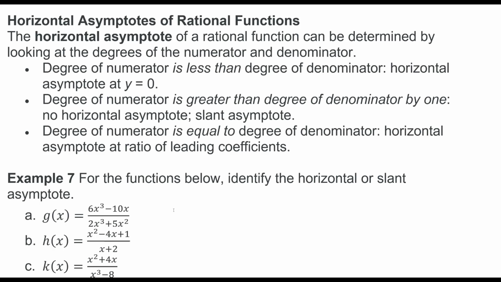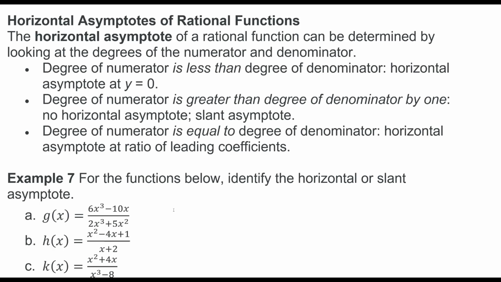So here it is summarized. Horizontal asymptotes of rational functions. The horizontal asymptote of a rational function can be determined by looking at the degrees of the numerator and denominator. If the degree of the numerator is less than the degree of the denominator, the horizontal asymptote is y equals 0. If the degree of the numerator is greater than the degree of the denominator by 1, you would get a slant asymptote.